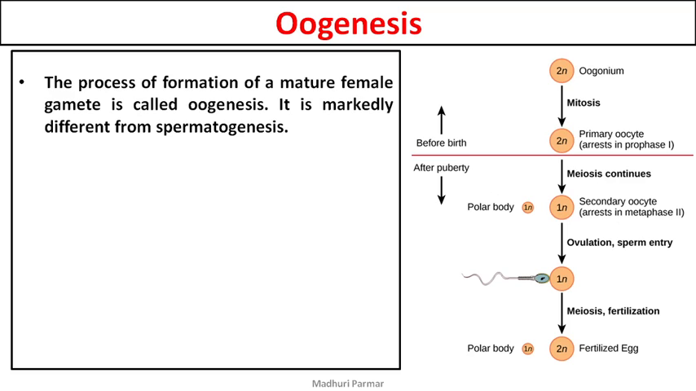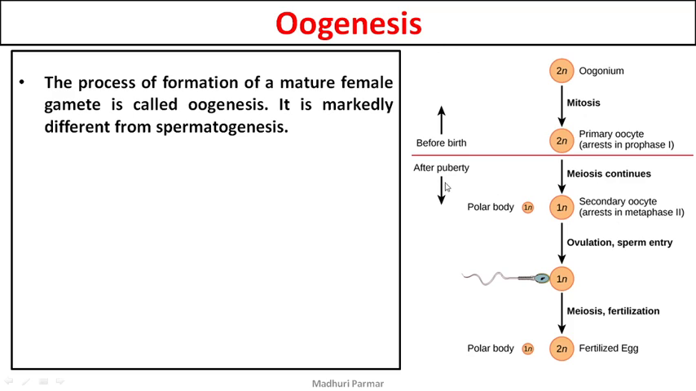It is markedly different from spermatogenesis. In your textbooks, there is a special diagram given showing how oogenesis and spermatogenesis are different. So it is important to focus on that diagram. The probability of the diagram being asked in the exam is less because it is a huge diagram. But there can be questions asked from the information shown in the diagram, so it is important.